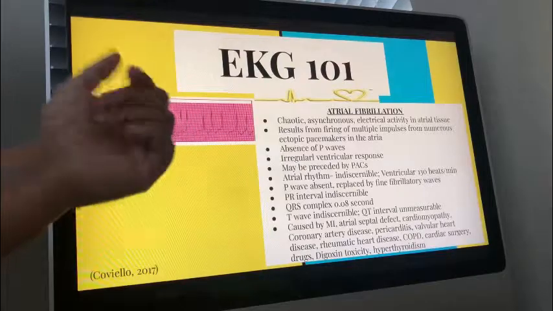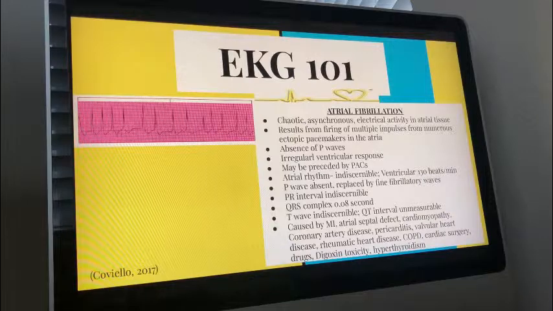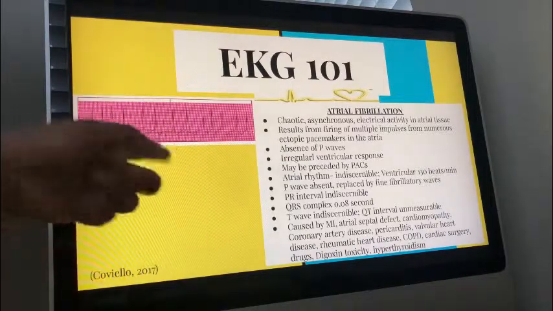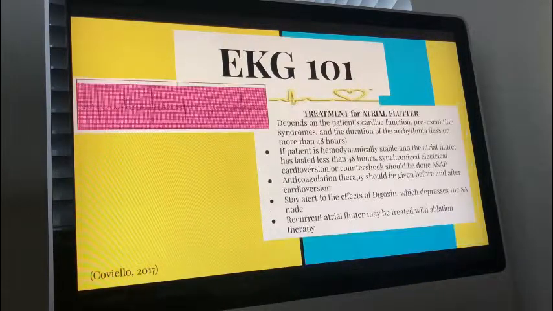This is atrial fibrillation. It's chaotic, asynchronous. The electrical activity is in the atrial tissue. It results from firing of multiple impulses from numerous ectopic pacemakers in the atria. It has no P waves, and it's an irregular ventricular response. It could be preceded by PACs, premature atrial contractions. The atrial rhythm is indiscernible. Ventricular rate is about 130 beats per minute. PR interval is also indiscernible, and the QRS complex is about 0.08 seconds.